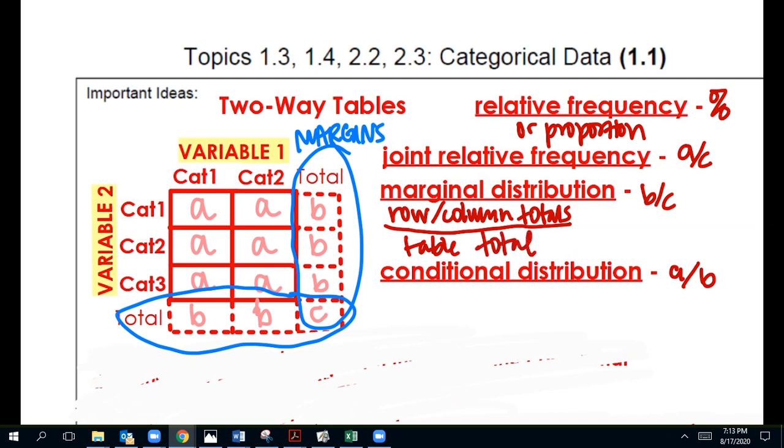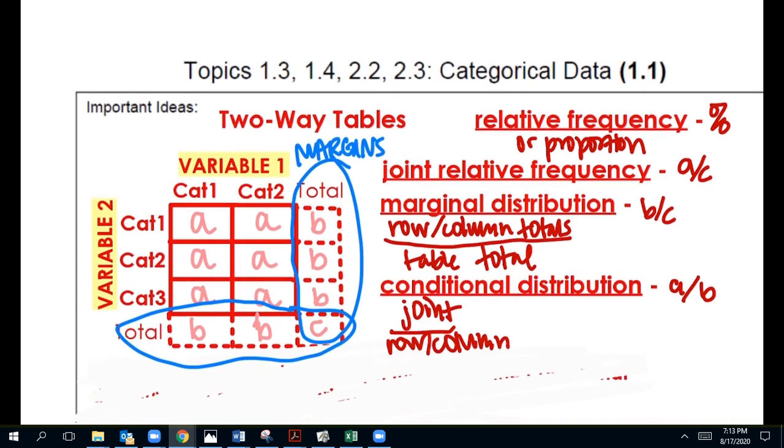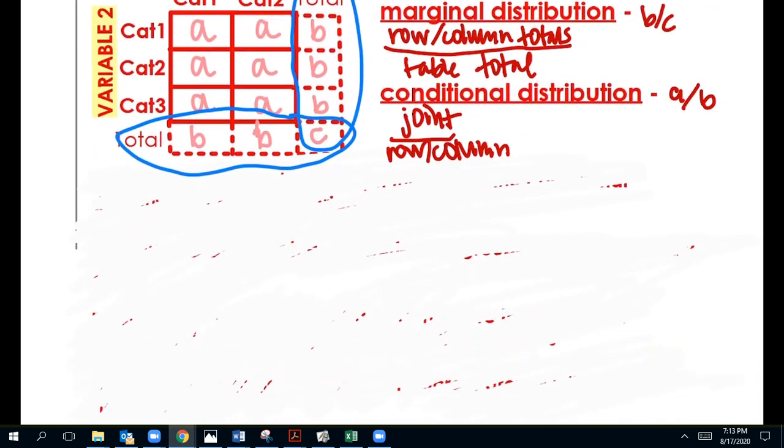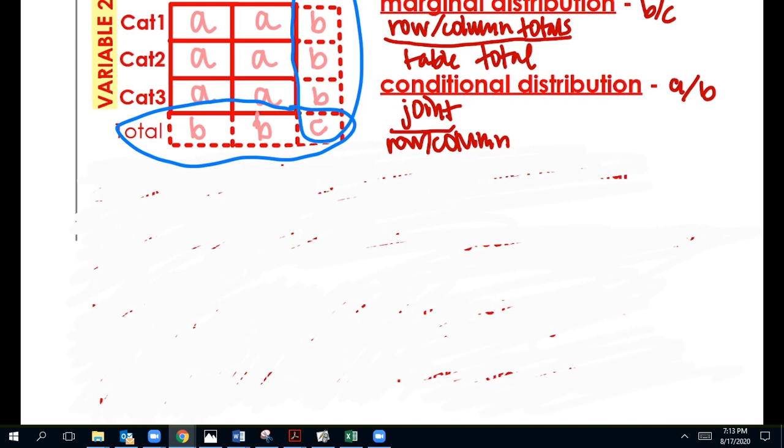And you can do one distribution for each variable. And then a conditional distribution is going to be the joint over the row or column, depending on the question. So we're going to keep looking at this. I had to erase or cover it up.